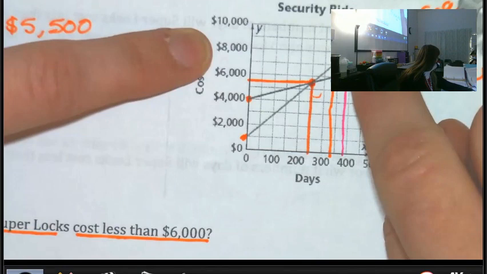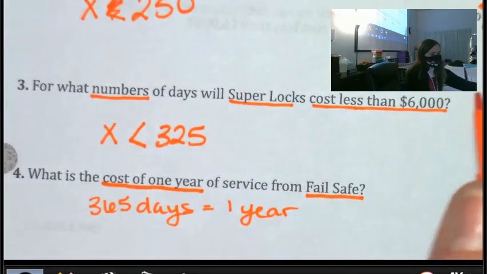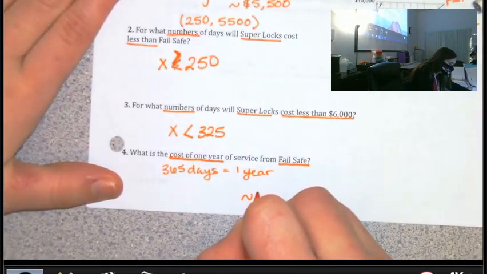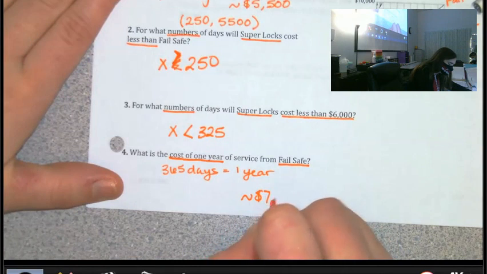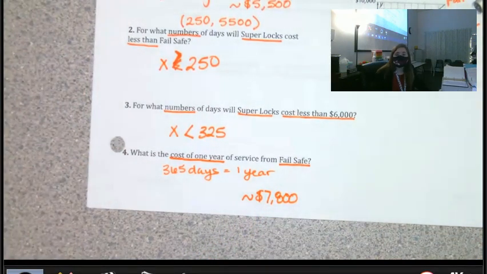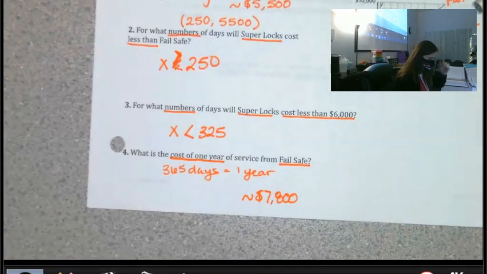7,000 what? 800? Sure. Honestly, you can't say a wrong answer because this is estimating. I know that it's kind of hard when you think about math to estimate because you're not sure. So we're going to say that it's roughly $7,800.